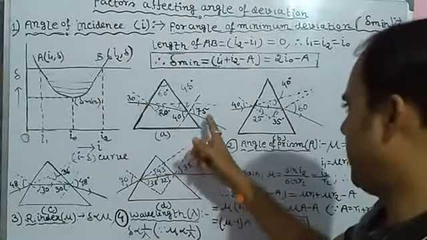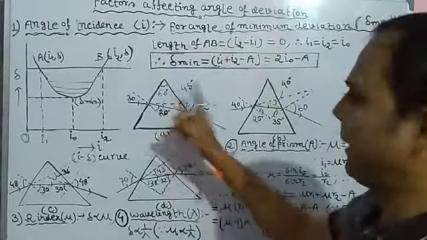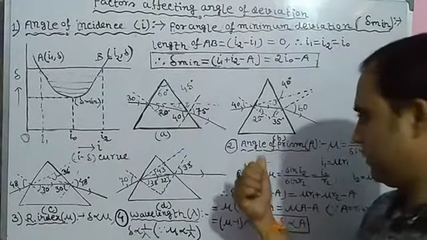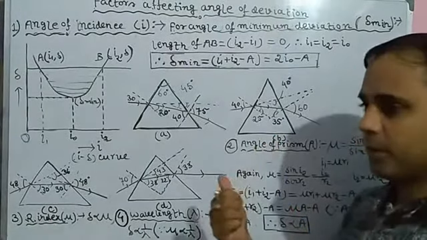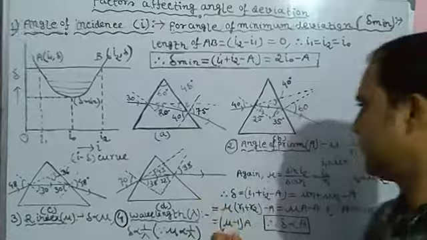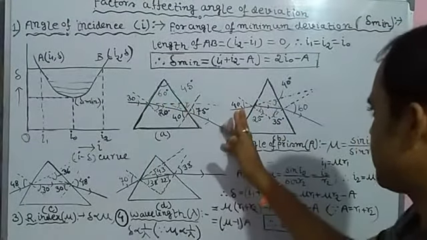I1 is equal to 30, I2 is equal to 75, 75 plus 30 is 105, minus 60, 45 degree. This is the first case. Then figure number B. We will just rotate the prism. So when we rotate, the angle of incidence is increased.